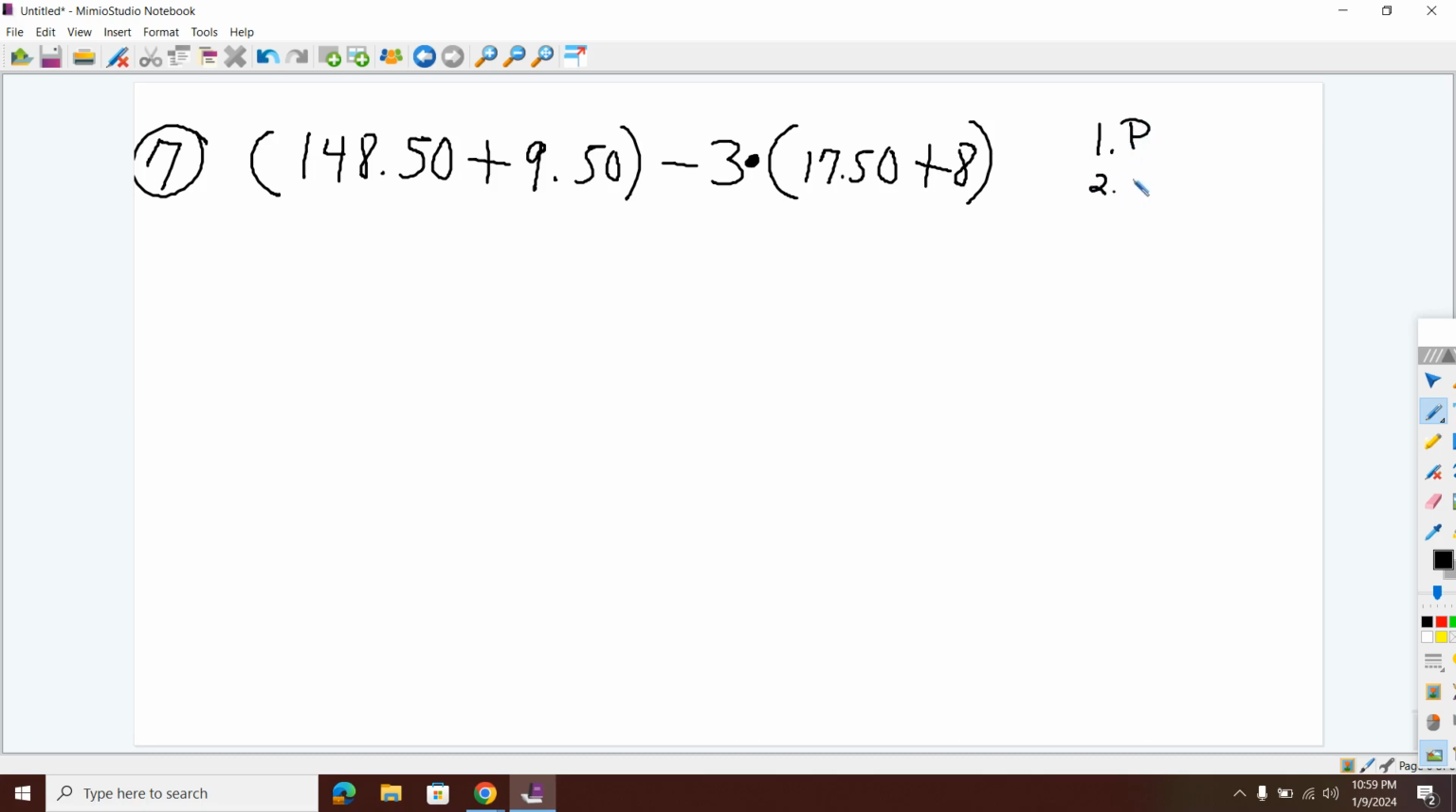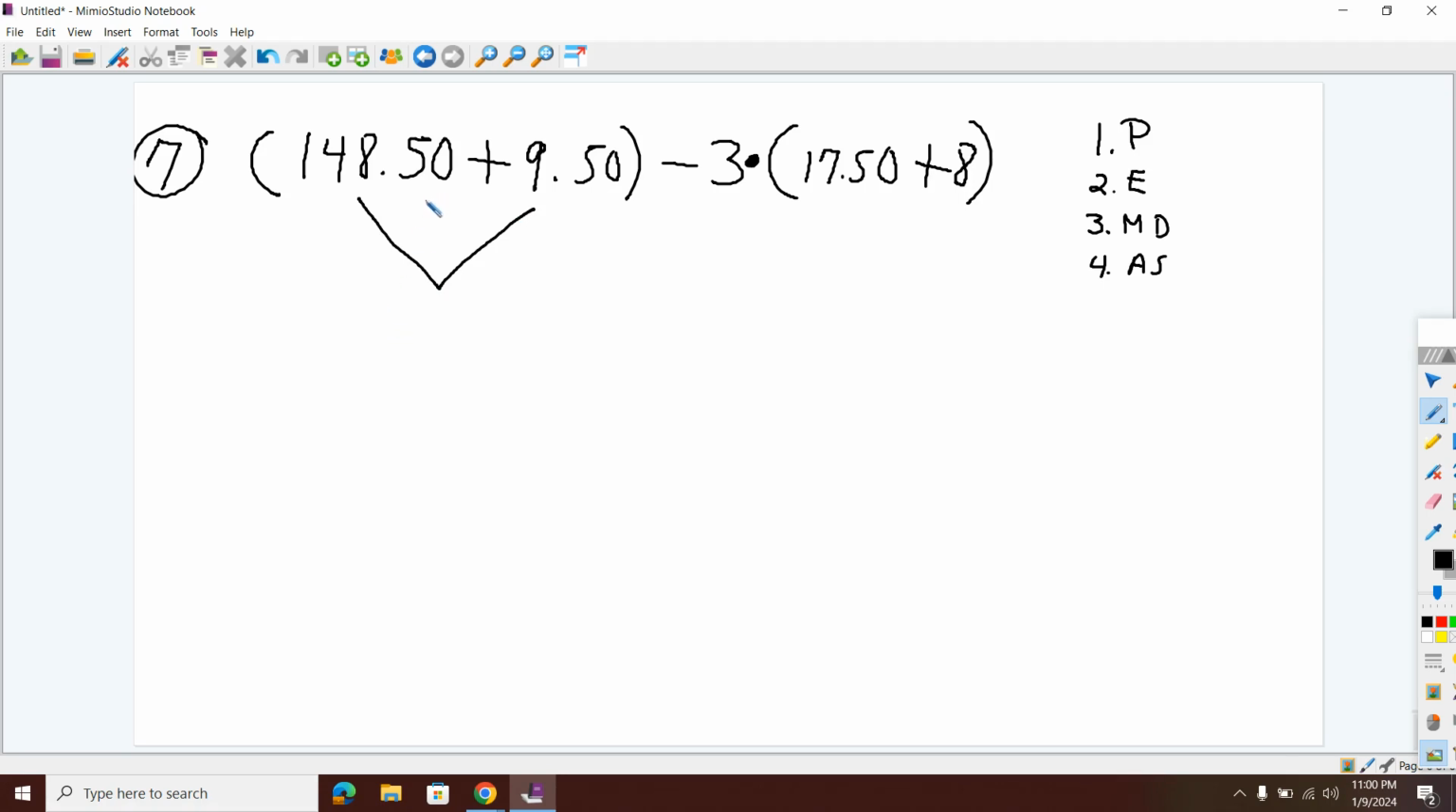Level 1 is parentheses. Level 2 is exponents. Level 3 is multiply or divide. Level 4 would be add or subtract. Here we go. Do we have parentheses? Yes, we have something to do inside this parentheses and something to do inside these parentheses. So when we have 2 sets of parentheses or 2 sets of grouping, we're going to go left to right again. So this guy will go first.